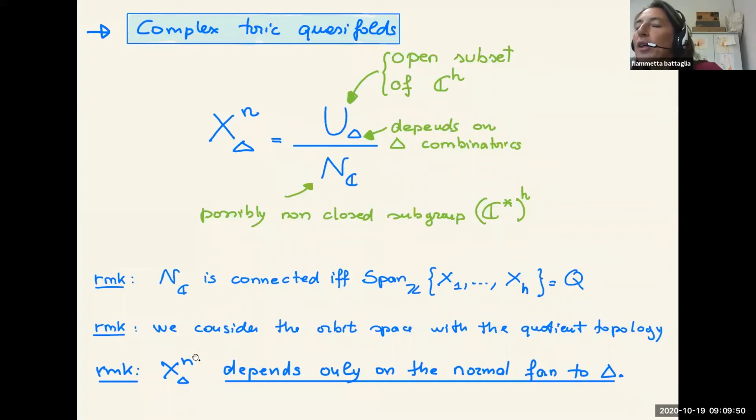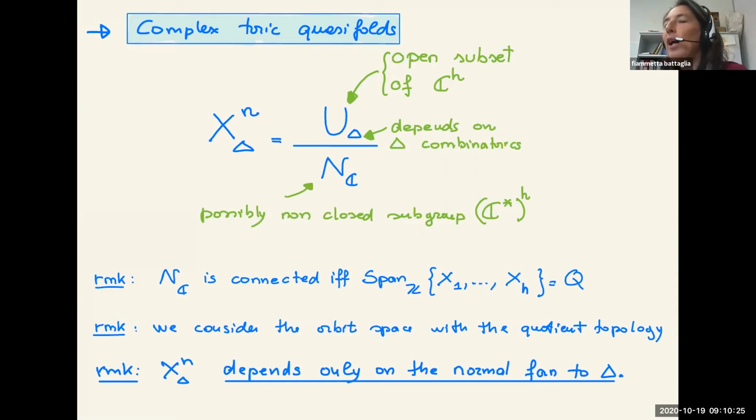And I would also like to remark that the complex structure, this complex quotient, only depends on the normal fan to the polytope. The polytope defines a symplectic structure, a further structure. But as far as the complex structure is concerned, it depends only on the normal fan to the polytope, as in the rational case.